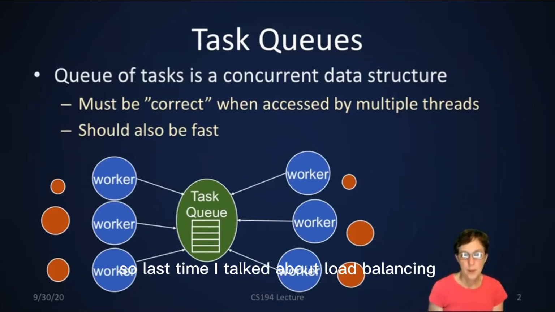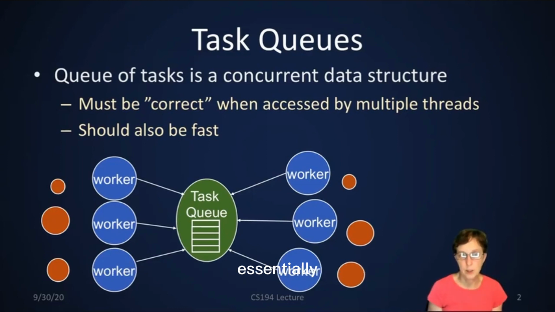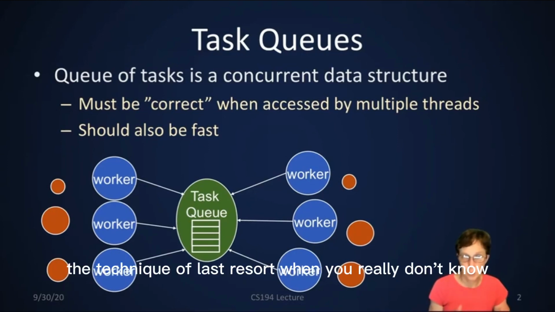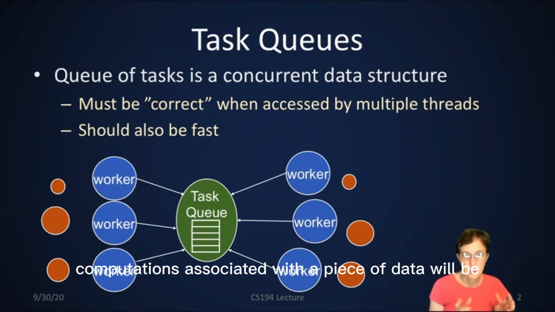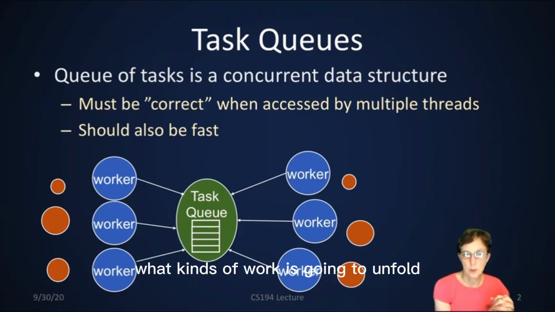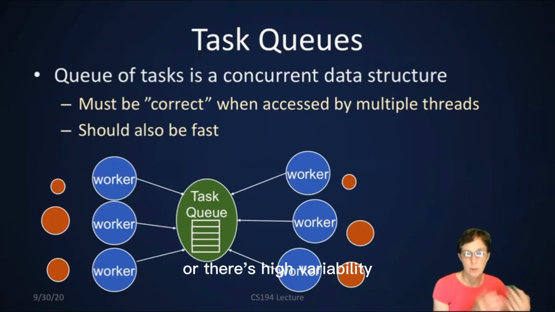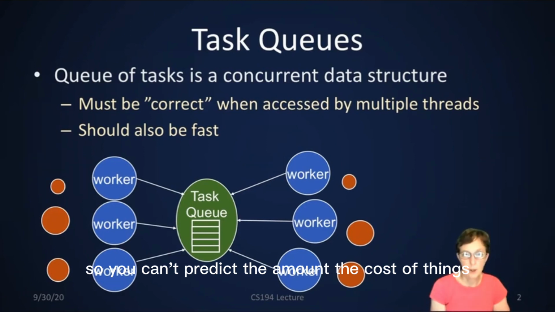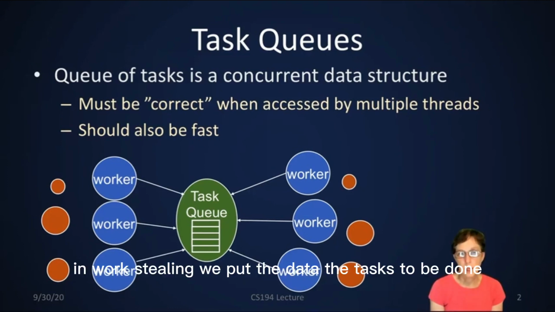So last time, I talked about load balancing, and that one of the techniques for load balancing, essentially the technique of last resort, when you really don't know what the load of each one of the computations associated with a piece of data will be, or you don't have the ability to see what kinds of work is going to unfold in something like a game tree, or there's high variability, so you can't predict the cost of things, is to use work stealing. And in work stealing, we put the tasks to be done.